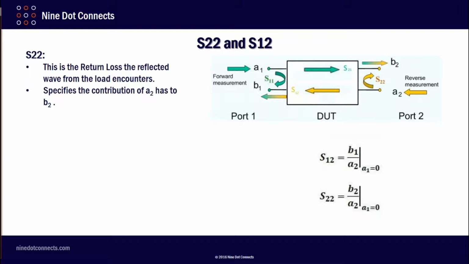S22 is on port 2. This is the return loss, the reflected wave from the load encounters. It specifies a contribution that A2 has to B2. So again, we have A2 as an input. I want to know B2 here. So S22 is how much energy is going to be contributed back to it.